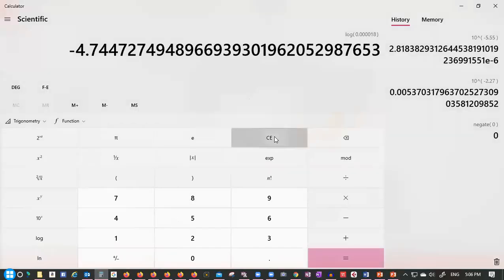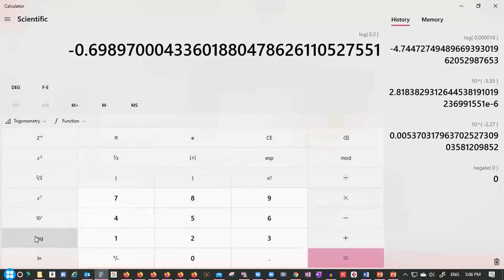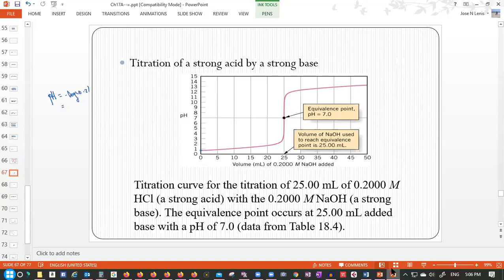1 point something, right? So you have 0.2, oh, 0.69. Okay, 0.69. And that's what you have there. Initial pH here, you see, 0.69. That's the pH initial. So just start the titration there.